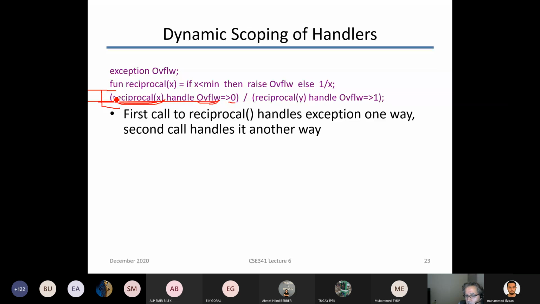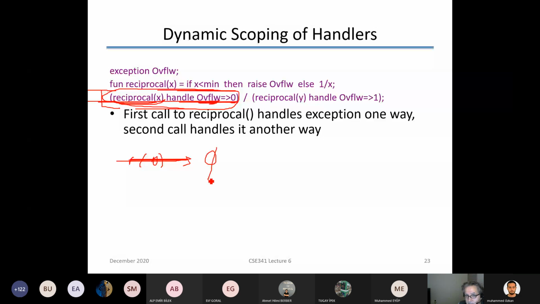Therefore, if this is 1, then the result of this entire expression is going to be just 1. Let's say it was 0, this is the interesting case. Then in reciprocal x, if x is less than some minimum, let's assume that minimum is a very, very small number, 10 to the minus 28, let's say. 0 is less than 10 to the minus 28, then raise overflow. So now this handler is going to catch that. This is a pattern that will match it. And then it says, if this is the case, then I will return 0. So this R0, handle overflow 0, is going to give me, in this case, the value 0.